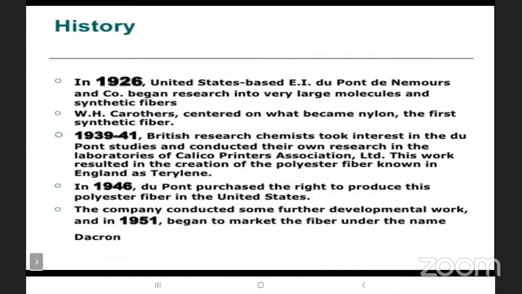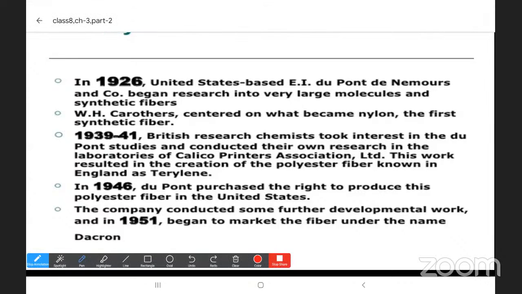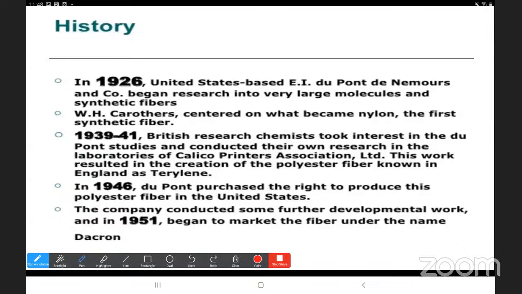In 1926, United States based E.I. DuPont de Nemours and Co. began research into very large molecules and synthetic fibers. Here, W.H. Carothers centered on what became nylon, the first synthetic fiber.